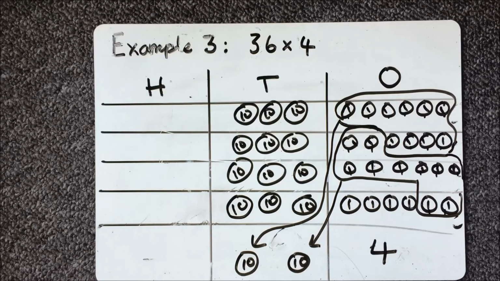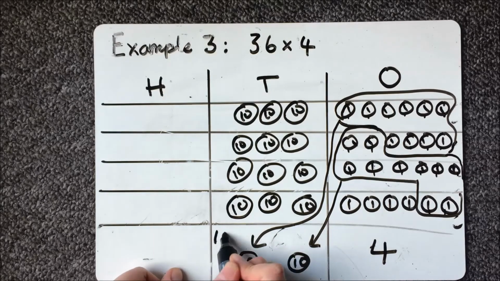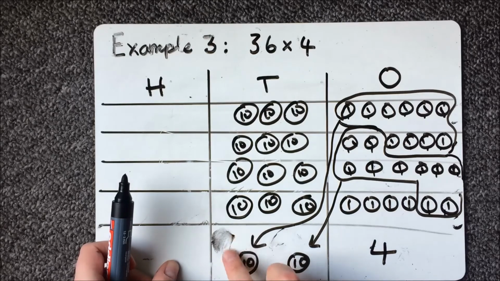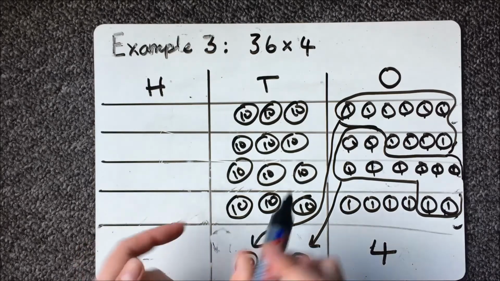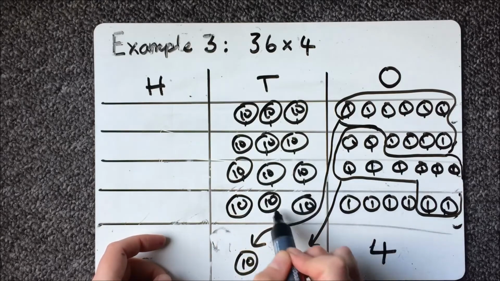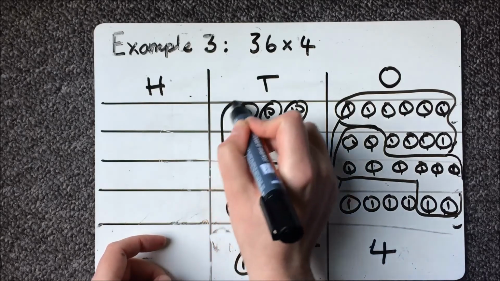They're going to be very happy. Could I write 140 in here? No. So what do I need to do? I need to exchange 10 tens for 100. So I've got 1, 2, 3, 4, 5, 6, 7, 8, 9, 10.